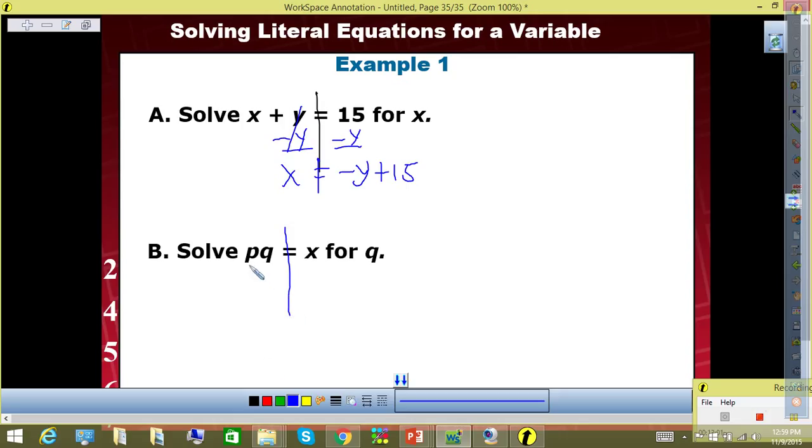We need to solve for Q. What's next to Q? P, and what operation is that? Multiplication, so therefore we divide by P, divide by P. We're left with Q equals X over P.